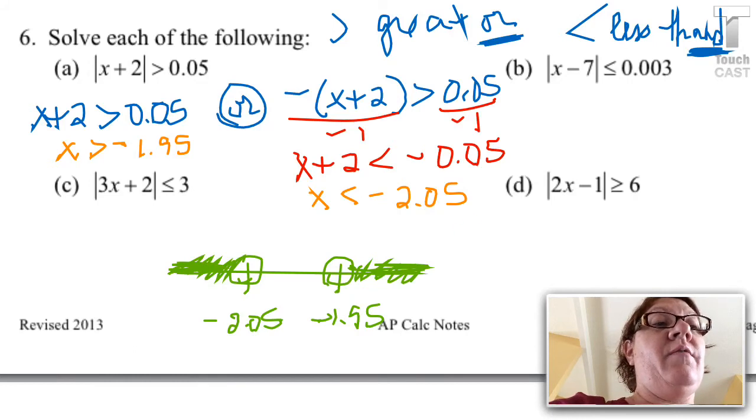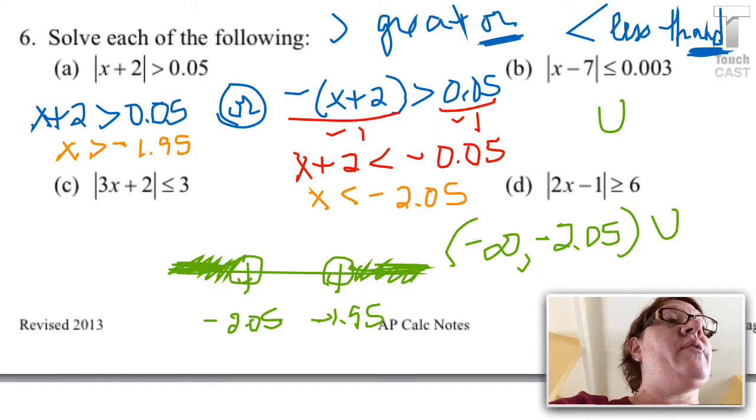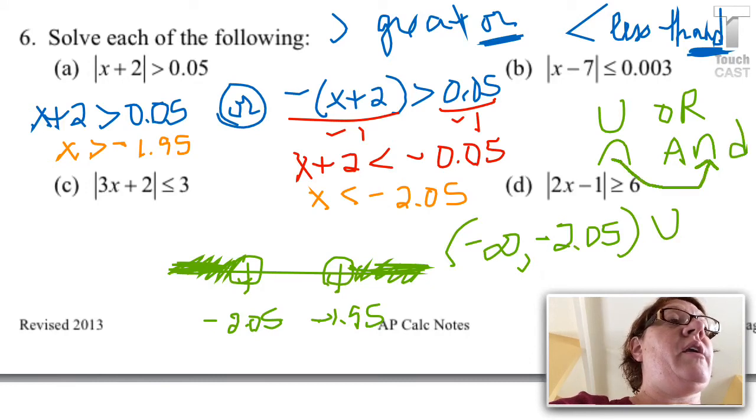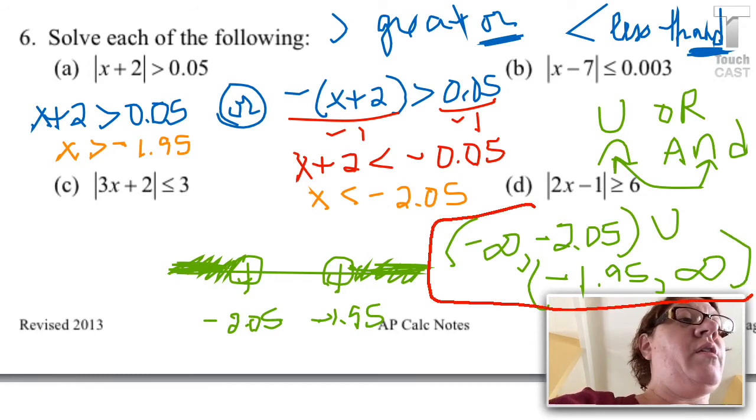And then if I write that in interval notation now, the left piece goes from -infinity to -2.05. There's an open circle there, so I'll do a parenthesis. And it's an or statement. The little u means or. This is how I remember that this is or, and this is and, because that looks like the n in and. That's a little helpful tip. And then the second piece goes from -1.95, open, to positive infinity. And so that's how I would write my answer in interval notation.